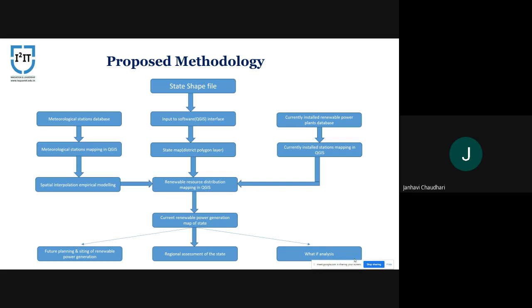A database is obtained from the currently installed renewable power generation sites with their rated power output, which is in megawatt, and location attribute. The meteorological stations for wind and solar are identified, and the corresponding data of instantaneous values of parameters like wind speed, wind density, Weibull parameter, etc. and global solar radiation are obtained.